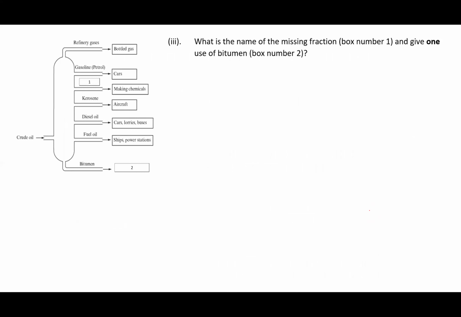What is the name of the missing fraction in box number 1? And give one use of bitumen. So the missing fraction is naphtha for 3 marks, and a use of bitumen is road surfacing or roofing or waterproofing.